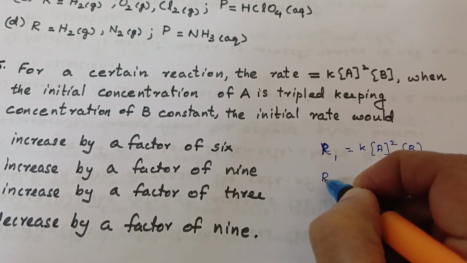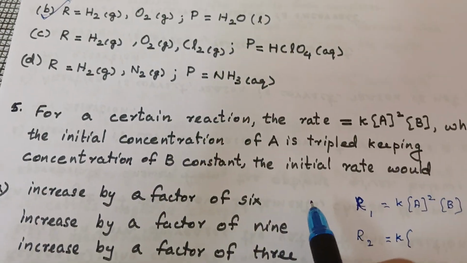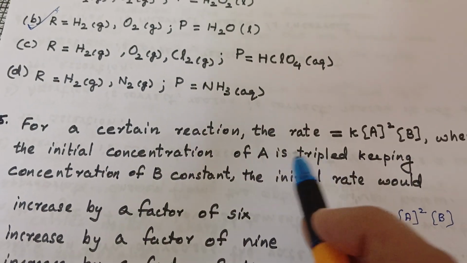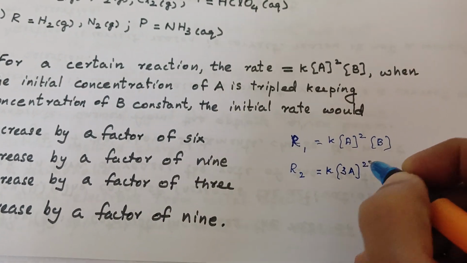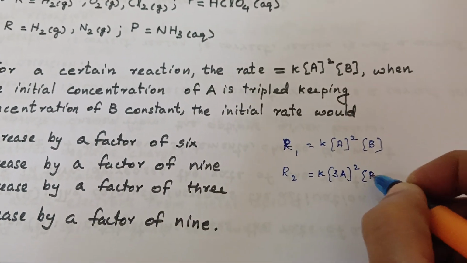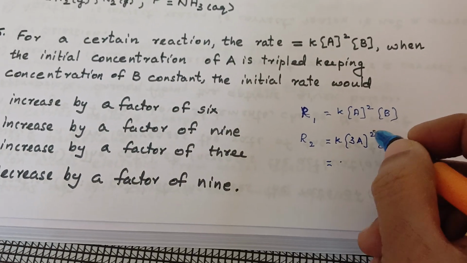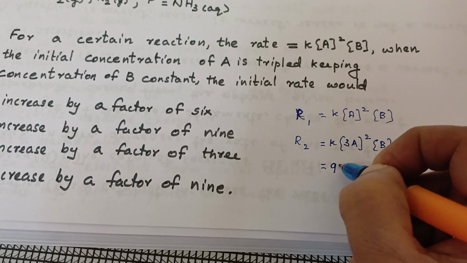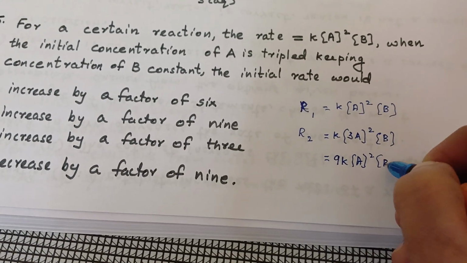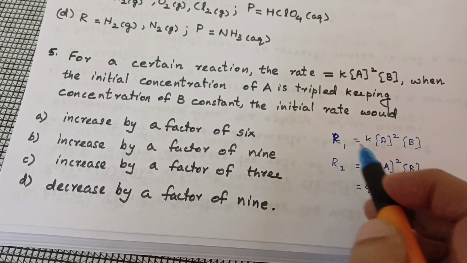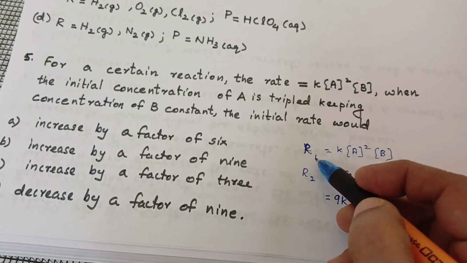And in the second case, R2 equals k into, what happens to the concentration of A? A is tripled. That means A becomes 3A. Now concentration raised to 2 into concentration of B. That is equal to, we can write it as 3 squared, 9. So 9k into concentration of A raised to 2 into concentration of B. So R2 is 9 times R1.